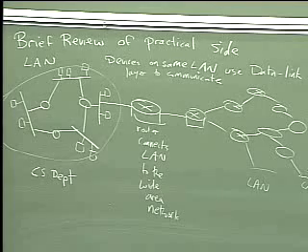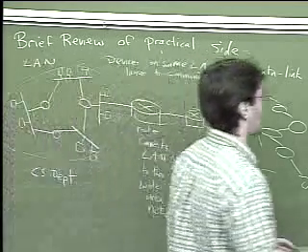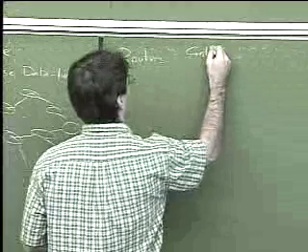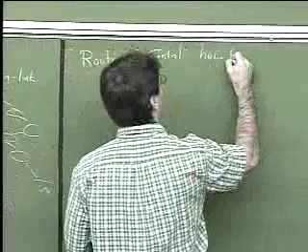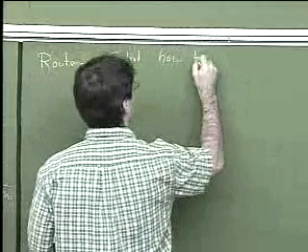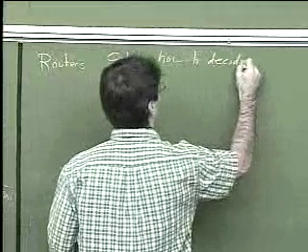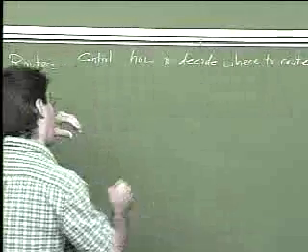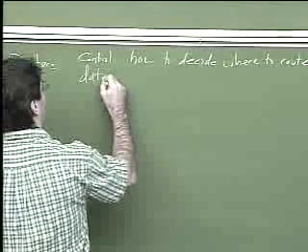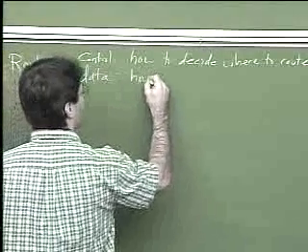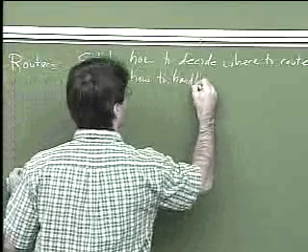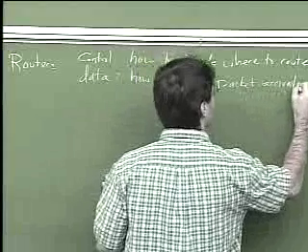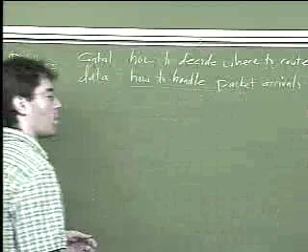Okay, so we've looked at routers from the sense of control. How do they decide where to route? There's also a data aspect to a router: how to handle packet arrivals. And this is what we're going to focus on for the next lecture and maybe even the one after that.